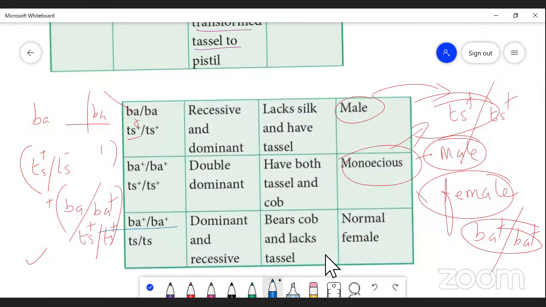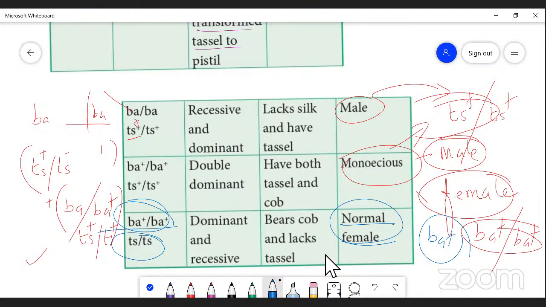Femaleness is dominant and maleness is recessive. If the recessive allele for tarsal and the dominant allele for barrier are taken in an organism, what is its nature? It is going to be determined a normal female, because femaleness is determined by the dominant allele, small ba plus. So the dominant allele of ba plus determines femaleness.